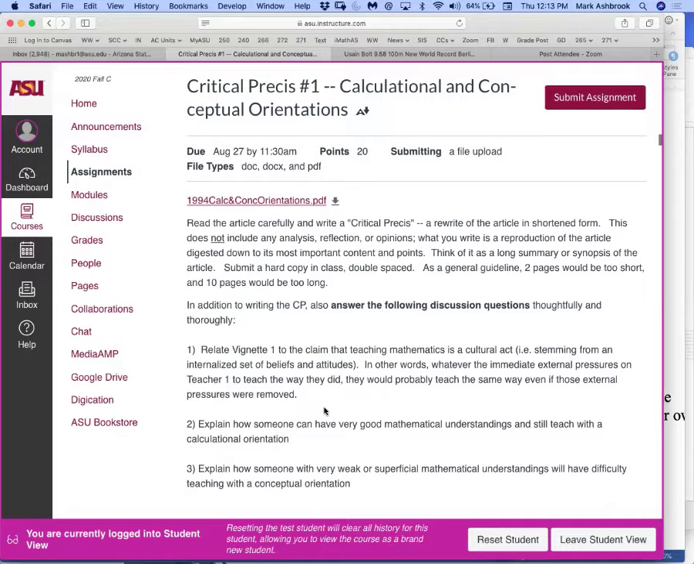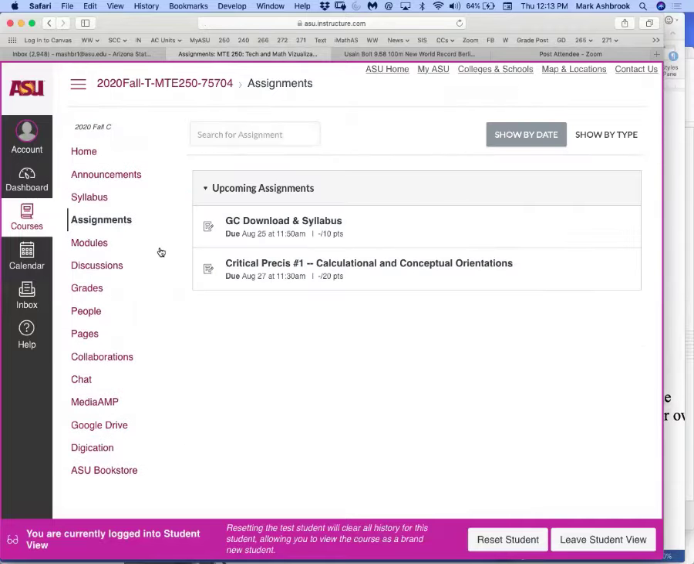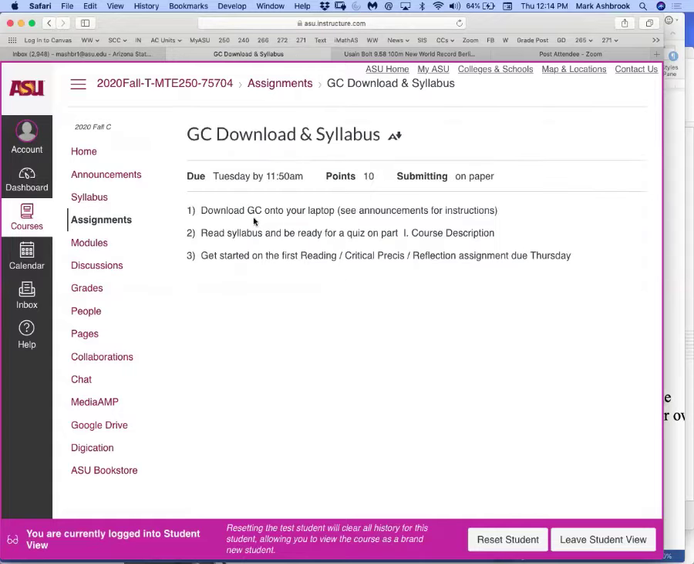So questions on that, critical précis. So that's assignments. Anybody have a question about upcoming assignments or the critical précis? There's nothing to submit. That's just a bullet point list. You're downloading GC on your computer, and then you're going to have a syllabus quiz on Tuesday. Yeah, we'll take a quiz on that syllabus, just a real short quiz on Tuesday. Yep.